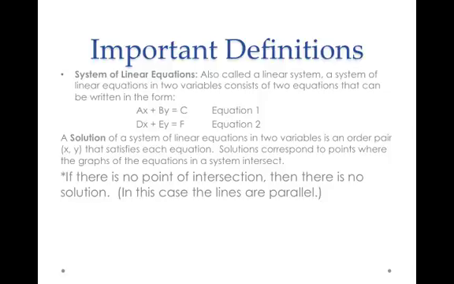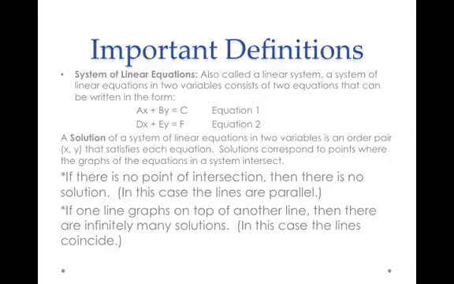If there is no point of intersection, if you were to graph the two lines, then there is no solution. In this case, the lines are parallel. And if one line graphs on top of the other line, then there are infinitely many solutions. We say that the lines coincide, and every single point on that line is a solution to both equations. And so, since there's an infinite number of points on a line, there's an infinite number of solutions.